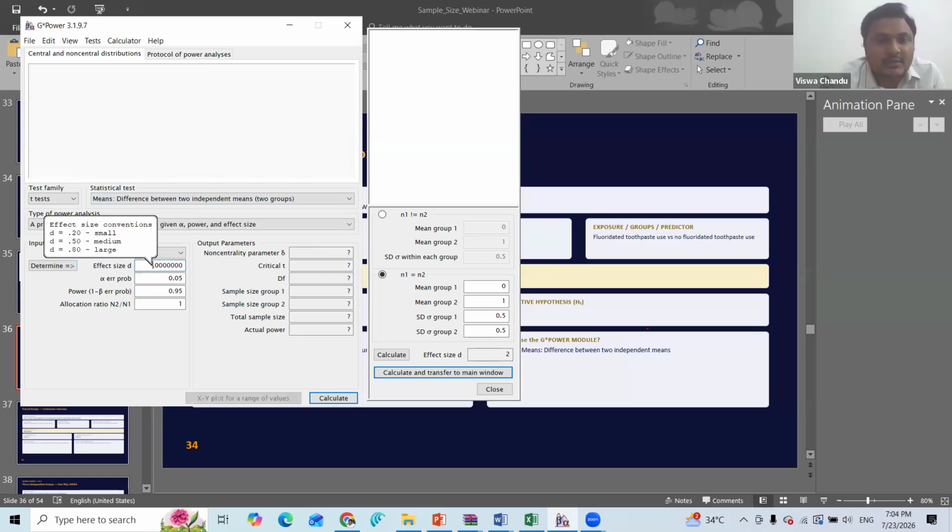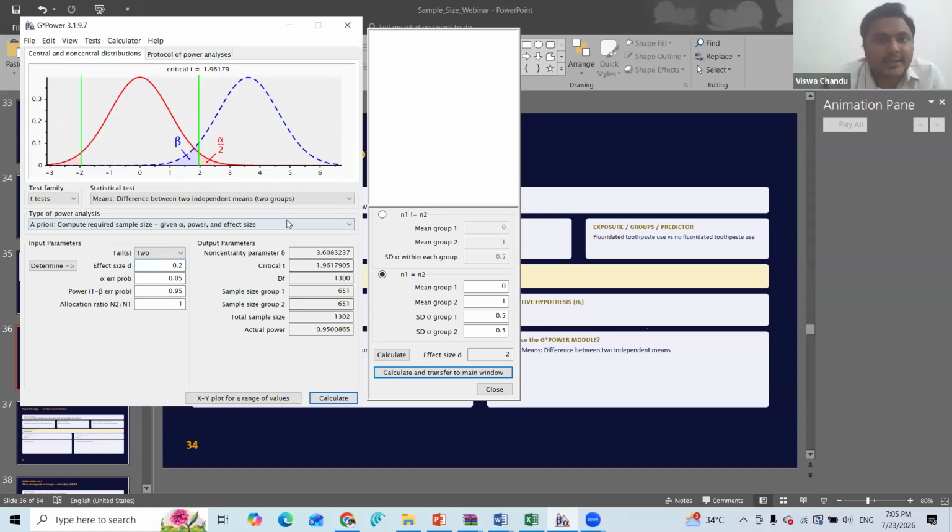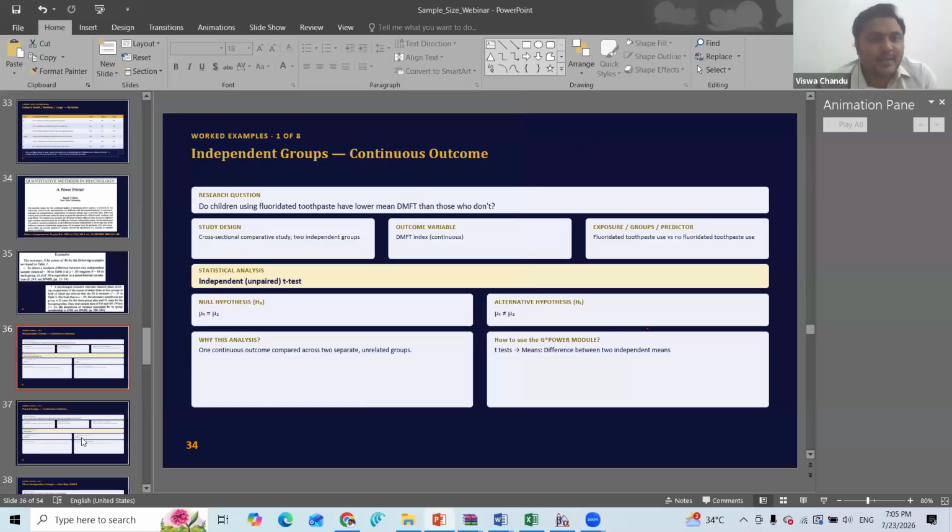And now I'll do one thing. I'll actually make the effect size 0.02. So what happened to my sample size? My sample size increased, and look at the overlap. The overlap now decreased. So that's what I tried to show you in the earlier intuitive graphical demonstration.